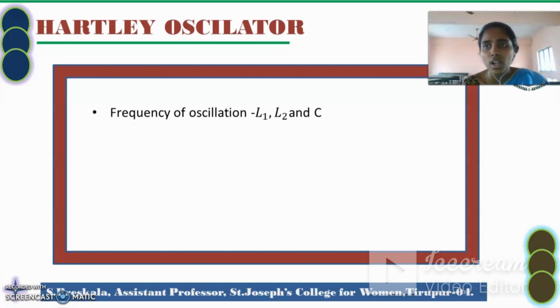Frequency of this oscillation fully depends upon coil L1, L2 and capacitor C, which means tank circuit. So frequency F is equal to 1 by 2 pi root of C LT. LT is equal to L1 plus L2 plus 2M. L1 is a coil, L2 is a coil, 2M is a mutual inductance between two coils.